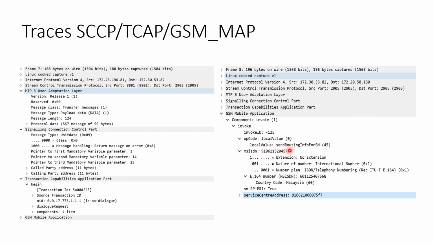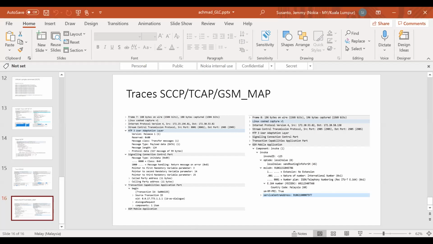I think MSISDN was already discussed with Achmad. ISDN was in the earlier stage of digital telecommunication. Now we use MSISDN, and I think you know it as your phone number. Actually, I think that's it, unless you want to show the audience the sample tracing that I prepared.